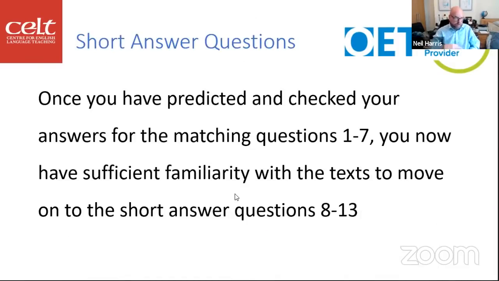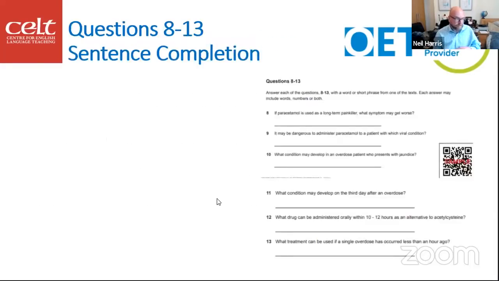Okay, so the short answer questions. As I've just mentioned, you've now got good familiarity overall with which text has what information. So that enables you to move on to the next stage, questions 8 to 13, the so-called sentence completion. Sorry, that's a mistake there. That should say short answer. So basically you get given a question and what you have to do here is answer it. If paracetamol is used as a long-term painkiller, what symptoms may get worse?